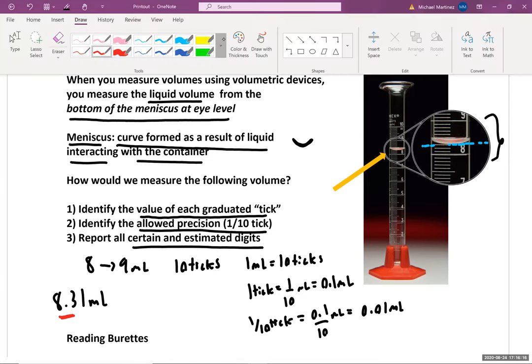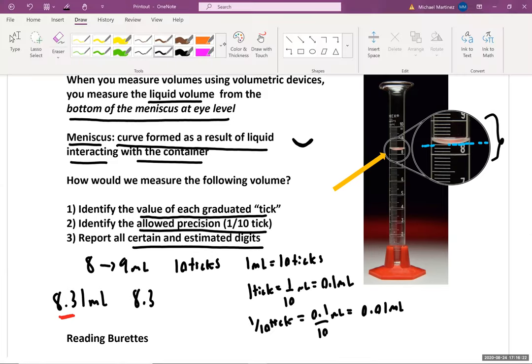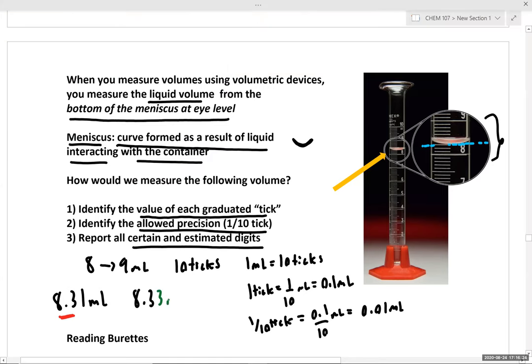Note, there's going to be some variation in your last digit. So you can report 8.33 milliliters, and that would be a perfectly fine measurement, because remember, the last digit is estimated. Does that make sense to everyone?